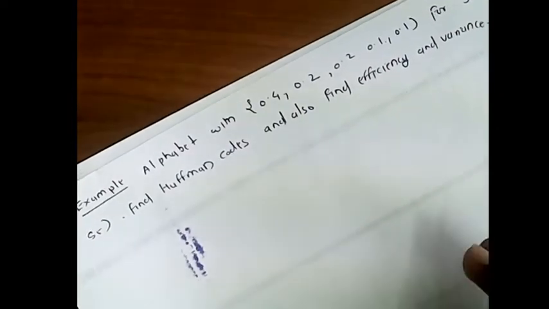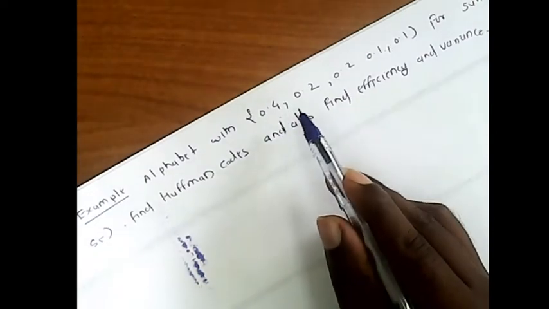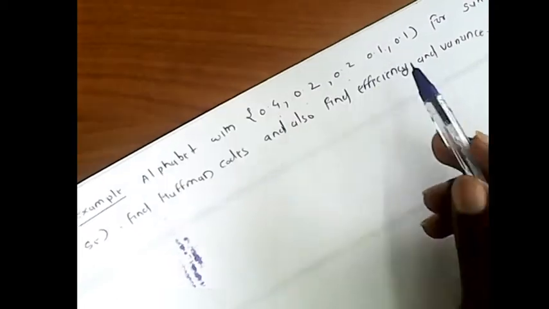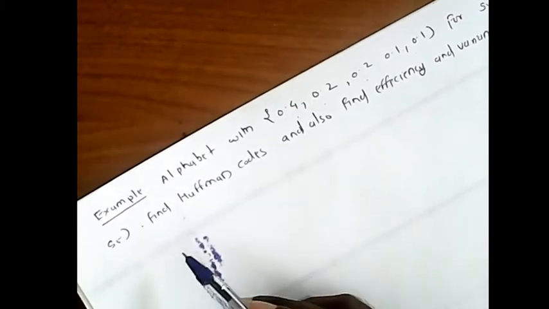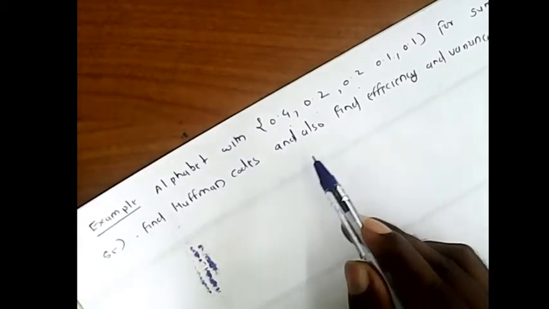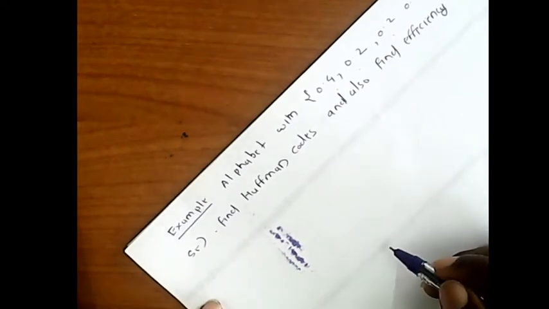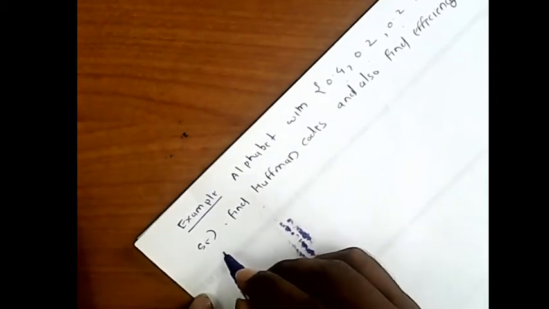Consider an example: an alphabet with source symbol probabilities 0.4, 0.1, 0.2, 0.1, 0.1 with source symbols S1 up to S5. Find the Huffman code. Also find the efficiency and variance. So in this given numerical, we are given the alphabet with source symbols S1 and S2 and so on, with their corresponding probabilities. So first step in Huffman coding.